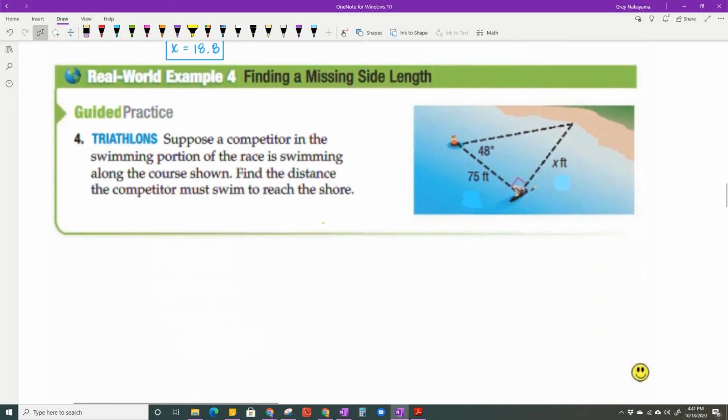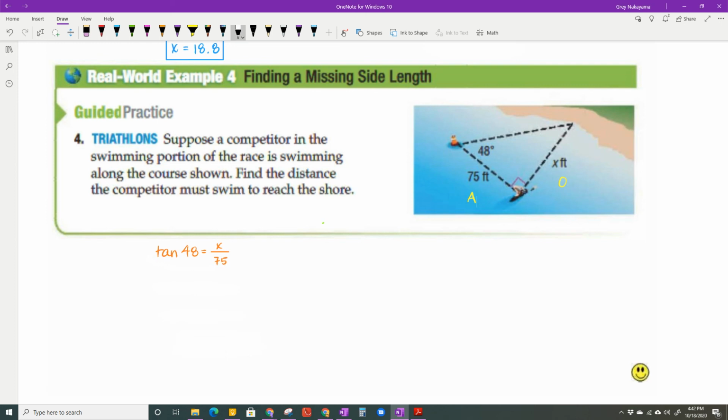All right, last example, real world problem. We got to do some of those. Suppose a competitor in the swimming portion of the race is swimming along the course shown. Find the distance the competitor must swim to reach the shore. So I have an angle, and I have a side. I obviously have 3 sides, but this side is opposite the right angle. So that's my hypotenuse, which makes this side my adjacent and this side opposite. And what trig function deals with opposite and adjacent is your tangent function. So I'm going to have the tangent of 48 equal opposite, which is x, over adjacent, which is 75.